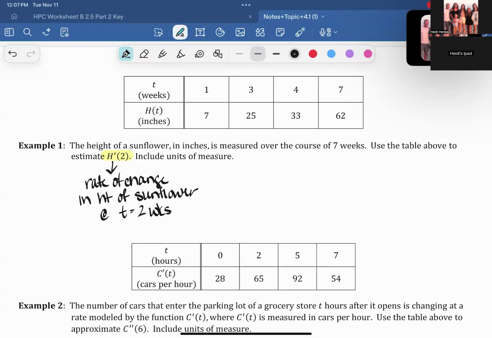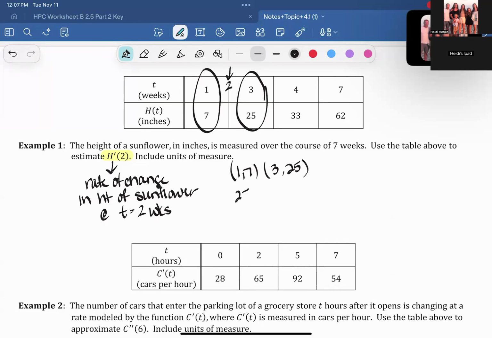You don't have 2 weeks on this chart. What you do have is the 2 things that surround 2 weeks, which is week 1, it's 7 inches tall, and week 3, it's 25 inches tall. We're going to use those 2 as if they're 2 points, (1, 7) and (3, 25), to estimate our slope or our rate of change at the point right in between, which is 2.